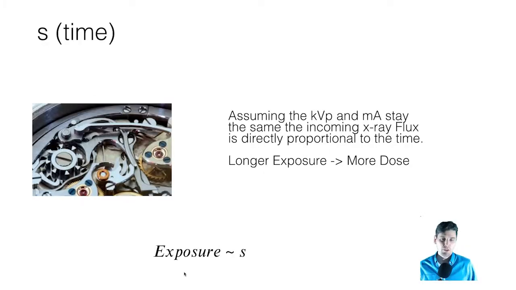Also, just for completeness, we'll talk about time. When you do an exposure on the X-ray tube, you turn that tube on and have that exposure on for a given amount of time. If you leave the kV and the mA constant, then the exposure is also linearly proportional to time. So the longer the X-ray tube is on, the more exposure and the more dose the patient will receive.